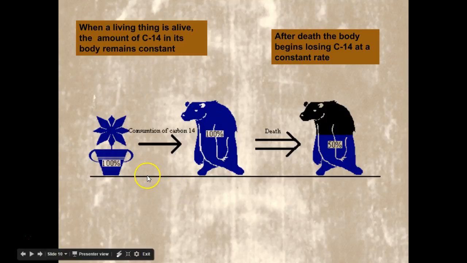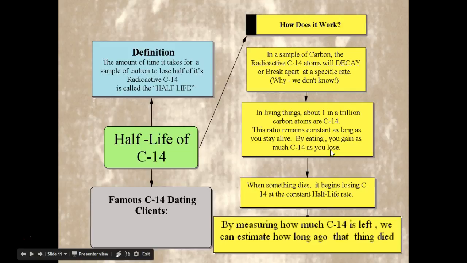Here's a way to kind of think about it visually. So you have your plant, okay, and the bear eats the plant. So we don't know exactly how many carbon-14 atoms are in this bear, but we do know the ratio. So when he dies, he's no longer eating, and his body begins to lose the C14 at a constant rate. So after 5,730 years, he's only going to have half of the carbon-14 atoms that he had initially when he was alive. So, moral of the story is by measuring how much C14 is left, we can estimate how long ago that thing died.